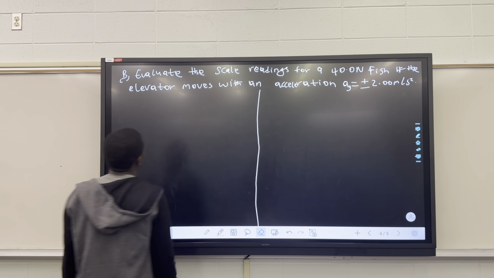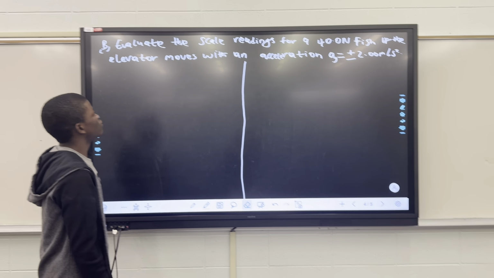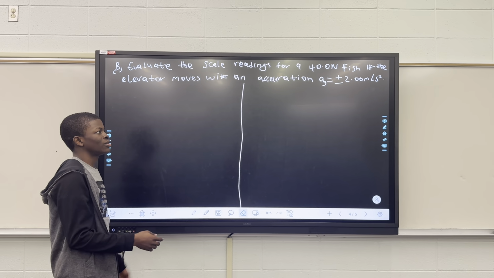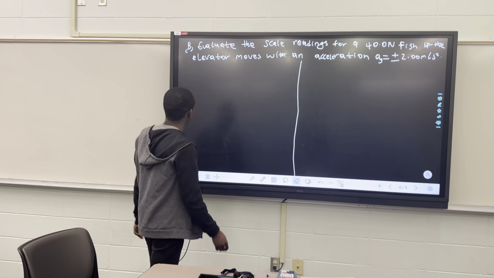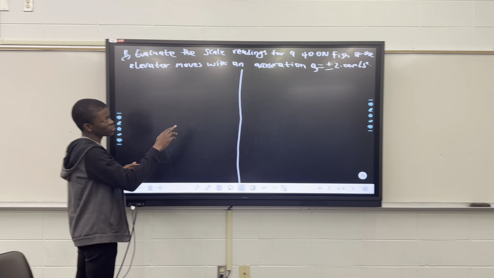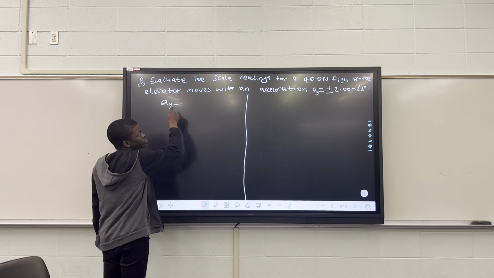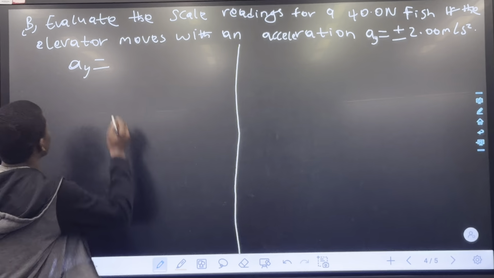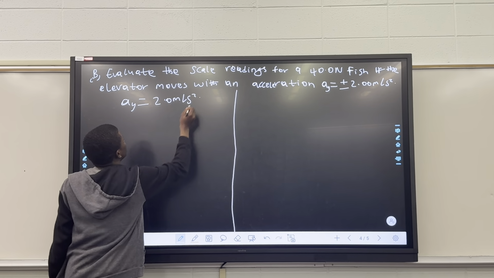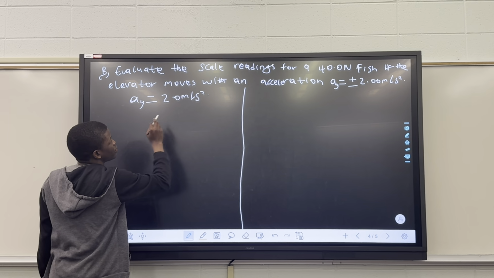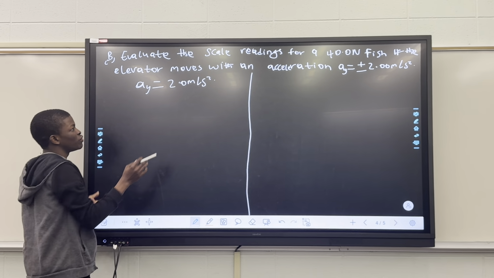Okay, so for the B part, we are going to be evaluating scale readings for a 40 Newton fish if the elevator moves with an acceleration of positive or negative 2.0 meters per second squared. So I'm going to do, for positive 2.0 meters per second squared, ay equals 2.0 meters per second squared. The elevator will be moving upwards, and for negative it will be moving downwards. So I'm going to do it first for when the elevator is moving upwards.